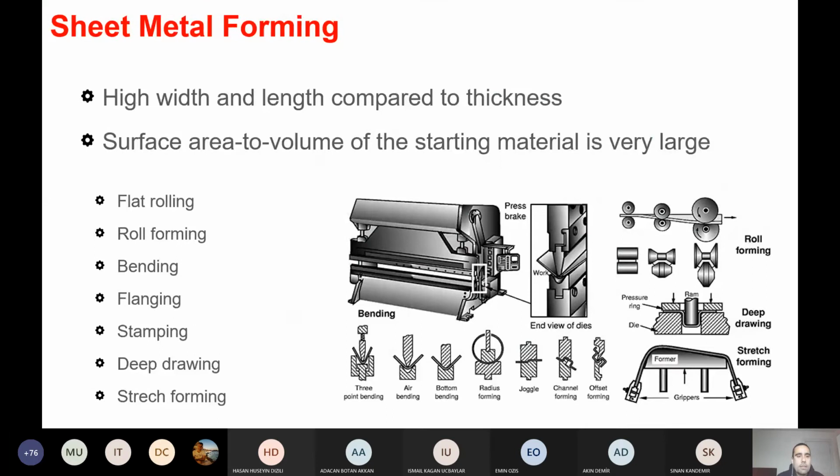Sheet metal forming, on the other hand, is used when we have a part which has a large width and length compared to its thickness, and a surface area to volume ratio much larger than the ones used in bulk metal forming. There are some examples shown here, like bending, roll forming or deep drawing. These are all relatively thin parts. And the processes that we consider here are a couple of examples. There are still many more, but these are the most common ones: flat rolling, roll forming, bending, flanging, stamping, deep drawing, and stretch forming.